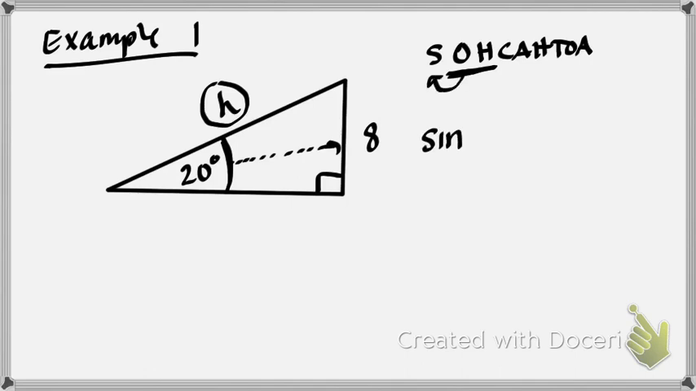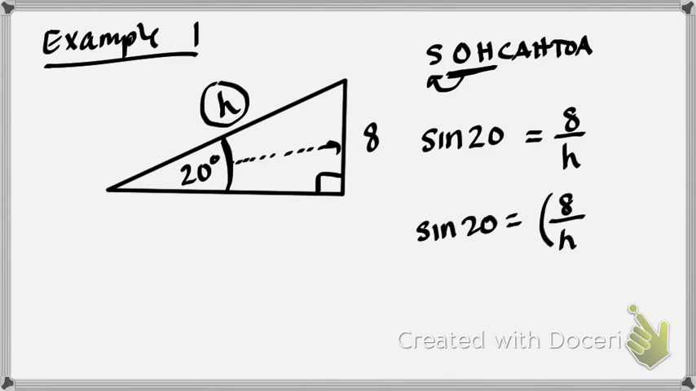So we would say the sine of 20, the angle that we are considering, is equal to the side opposite, 8, divided by the hypotenuse, H. Well, now that we have one unknown, that H on the bottom, I can now solve this for H. I got to get H out of the denominator, so I would multiply both sides by H. On the right side, the H on top and the H on bottom would become 1.